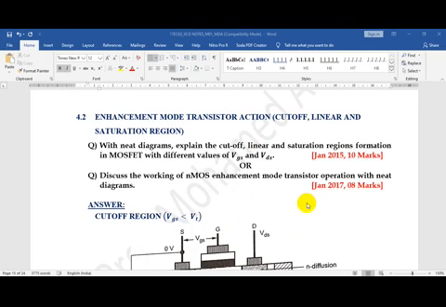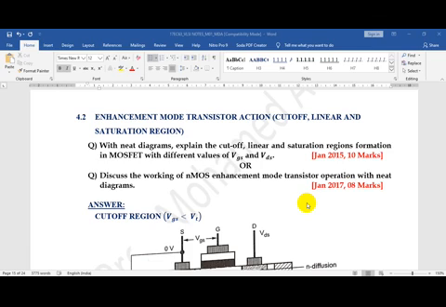In this video lecture, we shall see the working of an nMOS transistor action. It is one of the most commonly asked questions in the exam. The working of this enhancement mode nMOS transistor can be explained in three regions.